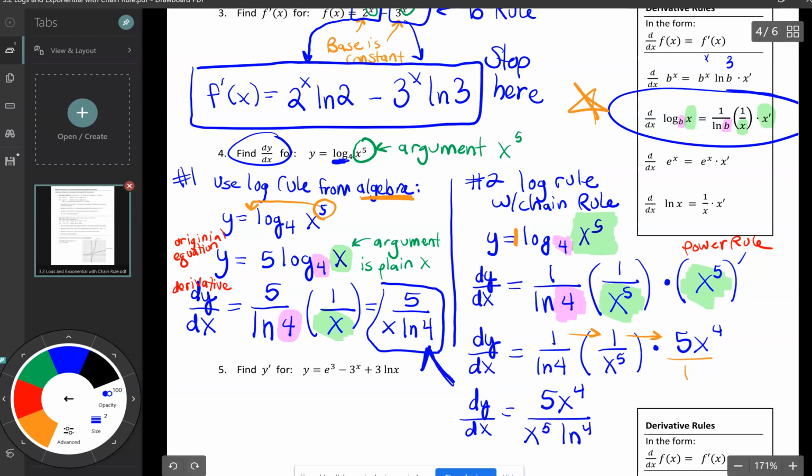But remember, it's supposed to look like this one. So I just see here that I have x to the 4th in the numerator and x to the 5th in the denominator. So when those divide out, that's going to leave me just a 1x in the denominator. Oh, and that's ln of 4. Let me shrink all that real quick.